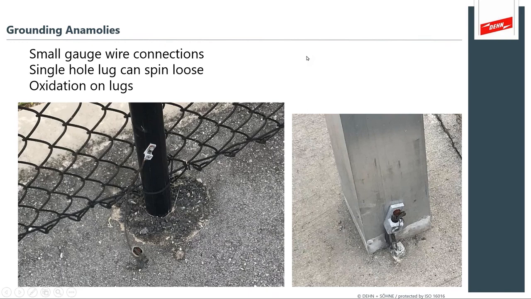So now we've got the systems installed. Now let's look for grounding anomalies. What are the things you're looking for? Here we have some nice photographs showing the application of a small gauge wire that doesn't necessarily meet the standard for bonding this particular fence pole. You've got a single hole lug that can spin loose. You've got oxidation at the lugs. You've got things like the conductor emerging from concrete without treatment that can cause excessive oxidation, and these wires can become brittle and break over time.